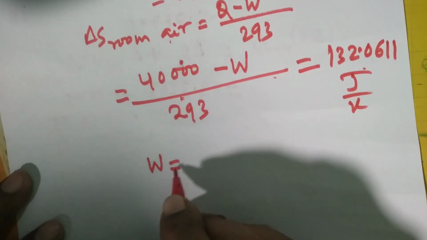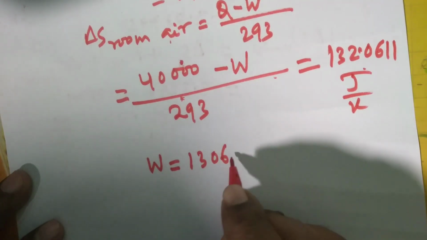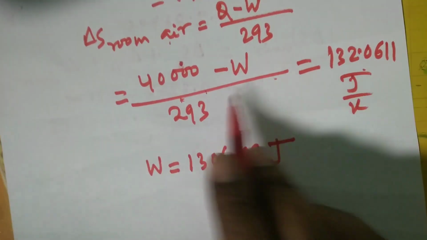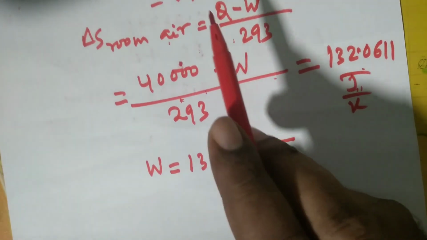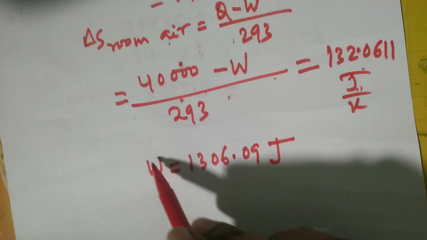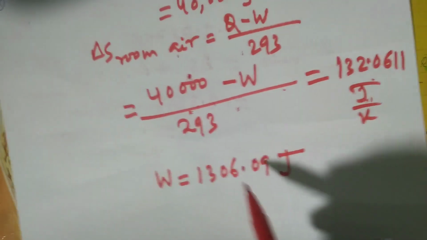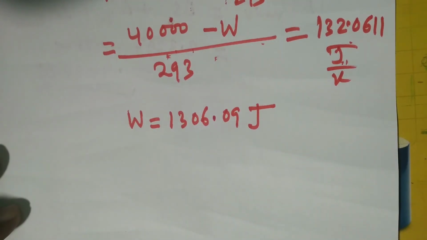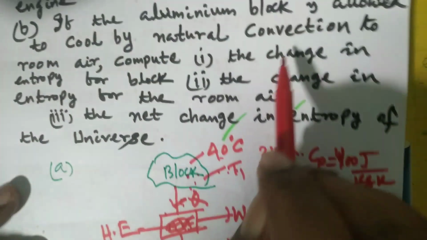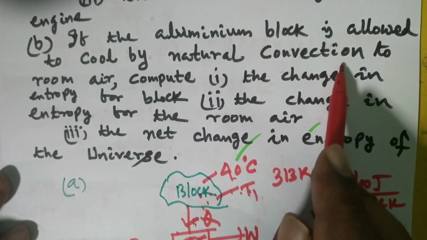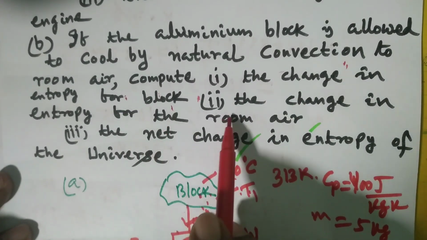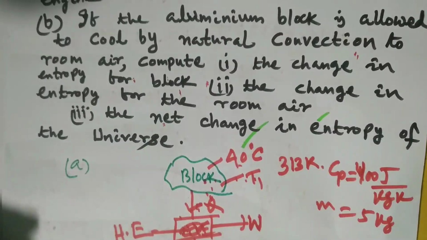So W is equal to 1306.09 joule. On equating this, delta S of room air we have already calculated, so from this W can be calculated, that is 1306.09 joule. But what about part B? If the aluminum block is allowed to cool by natural convection to room air, compute the change in entropy of the block, the change in entropy for the room air, and the net change in entropy of the universe.